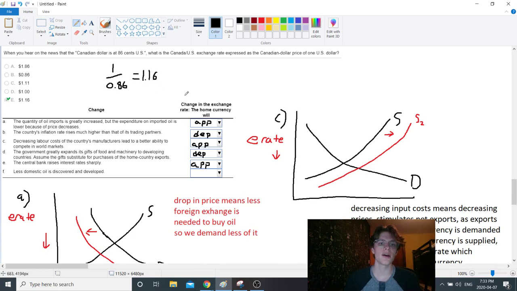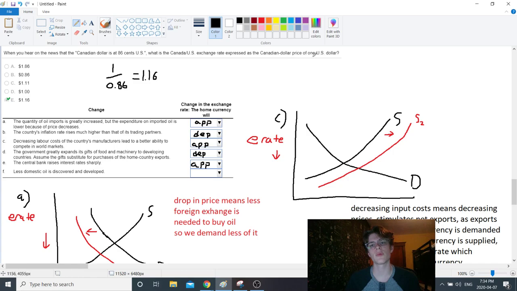A couple more from the homework. You hear that the Canadian dollar is at 86 cents US. What is the exchange rate? So there's a couple of these. Just divide 1 by the number and you get your exchange rate, right? Because we want to find out how many.